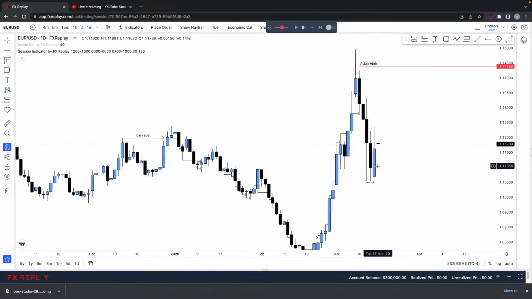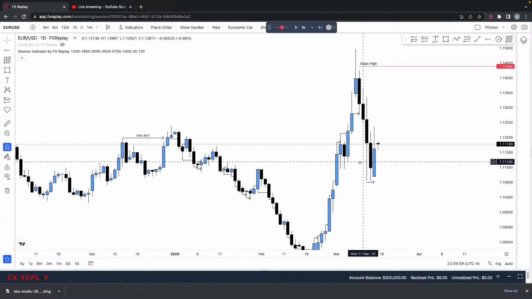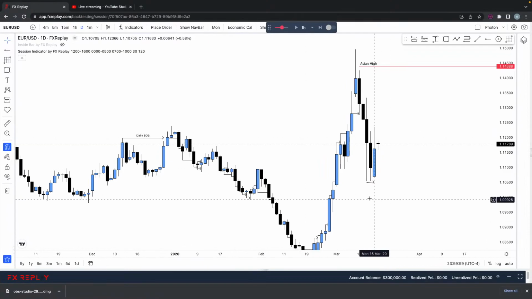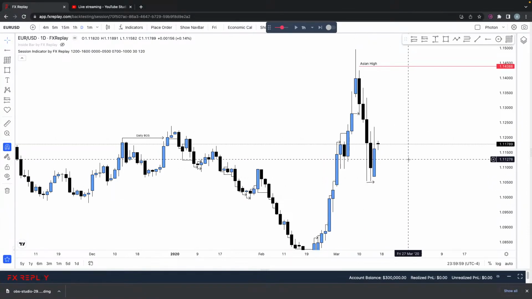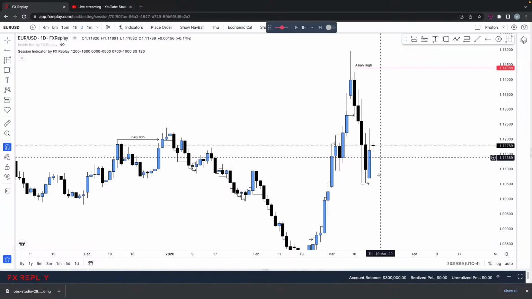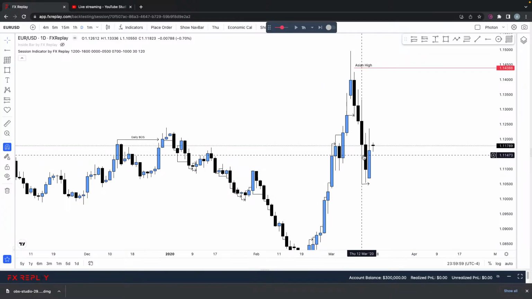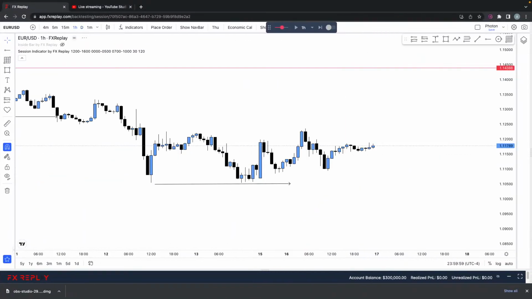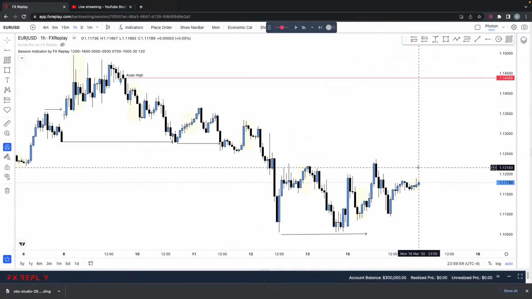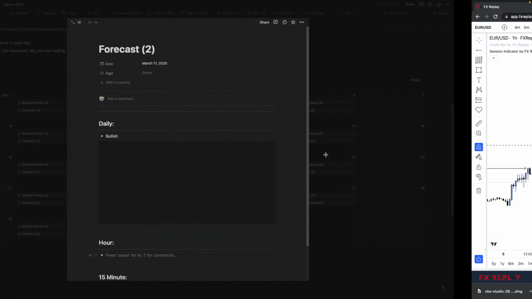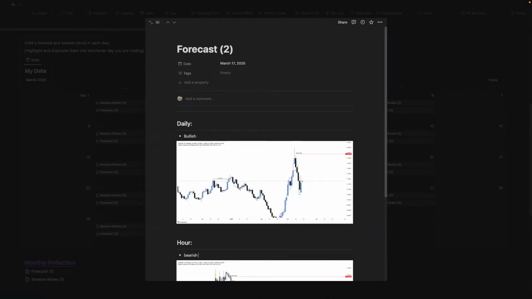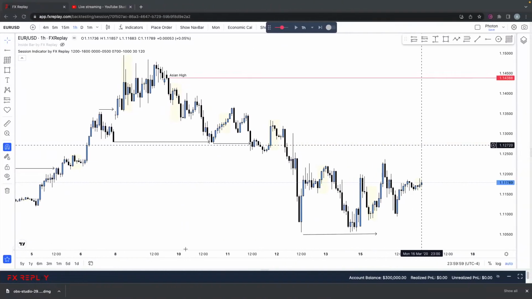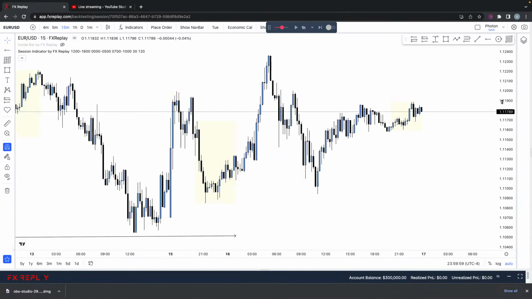So on daily, we still haven't closed here, so we're still bullish. These are equal lows as well, so we haven't formed a swing low. But yeah, we're still bullish on the daily. And on the hour, we are bearish. So not many trades this month. Bearish on the hour.